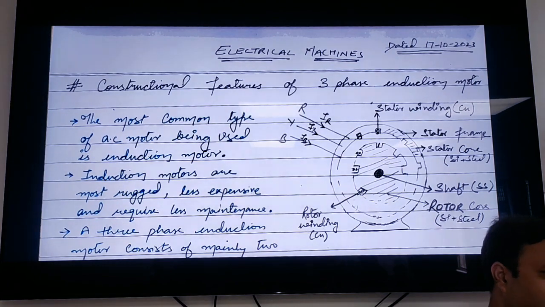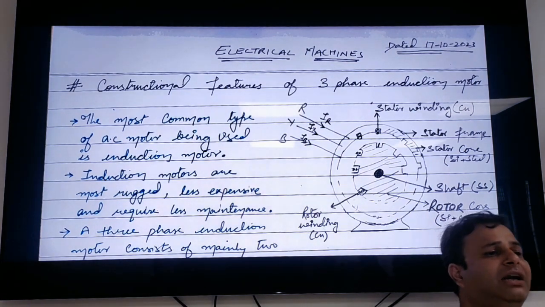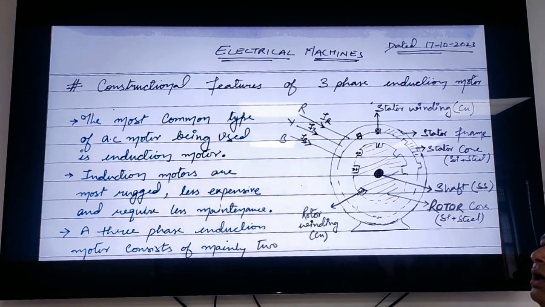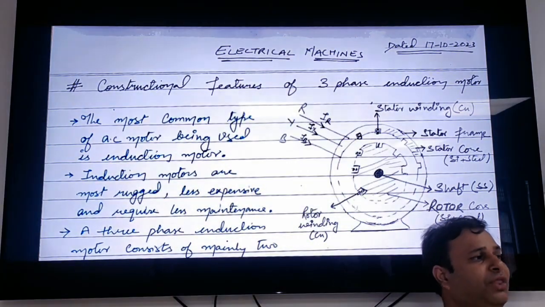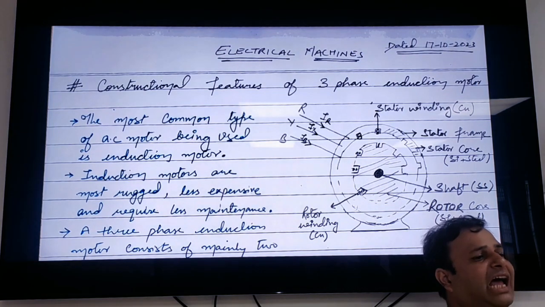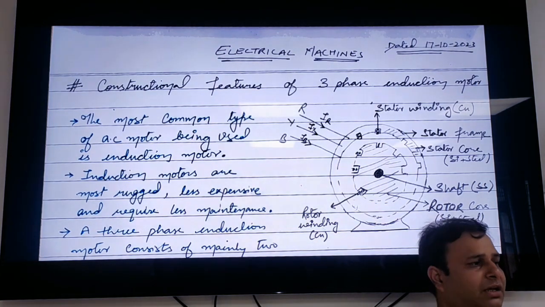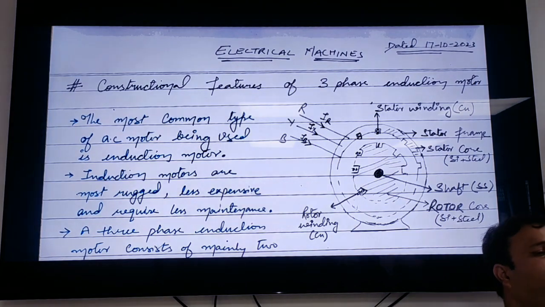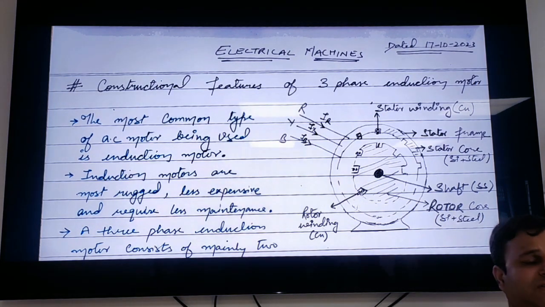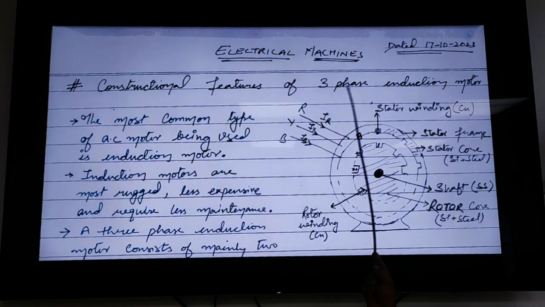You're supposed to say so. AC generators are alternators. As far as AC motors are concerned, on the basis of the type of supply which we are giving, they are further classified into three-phase or single-phase motors. Now, as far as three-phase motors are concerned, the very important and the very first machine is the three-phase induction motor that we have in the book.